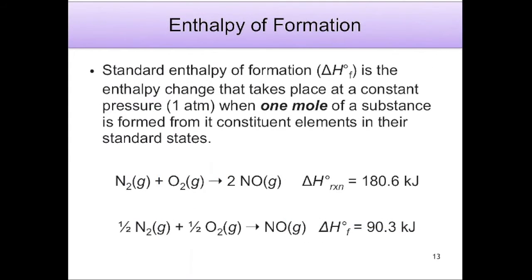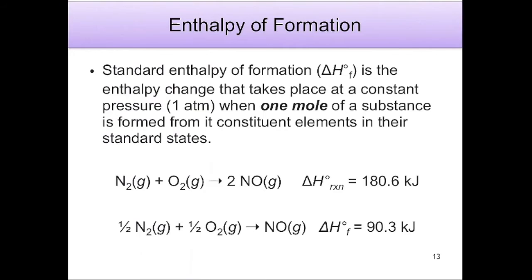So the enthalpies that we've been talking about thus far have been delta H of reaction and delta H naught of reaction. Now neither of those take into account the number of products that are formed. It's just for a particular reaction, you would get a different delta H of reaction. Now the delta H of formation, delta H naught subscript F, is the standard enthalpy of formation, and it's the enthalpy change that takes place at a constant pressure of 1 atmosphere when 1 mole of a substance is formed from its constituent elements in their standard states.